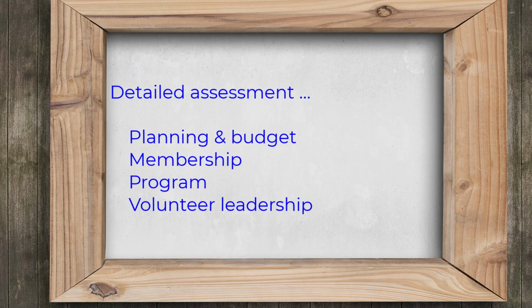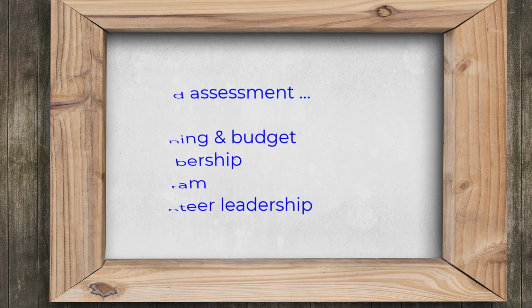Prior to the meeting, you need to get familiar with the information required for a detailed assessment and a unit service plan so that you can take sufficient notes at the meeting. For the detailed assessment, you document the current status of planning and budget, membership, program, and volunteer leadership. These are the same topics the Key 3 addressed when they created their JTE. The Key 3 identifies their strengths and their needs.